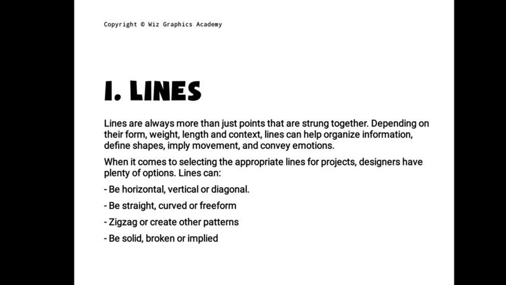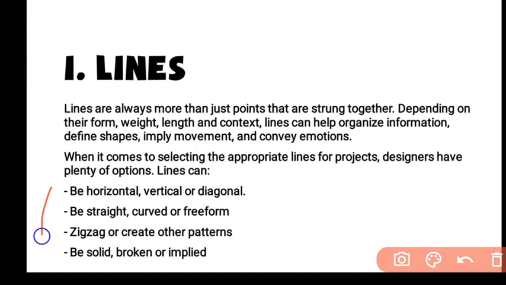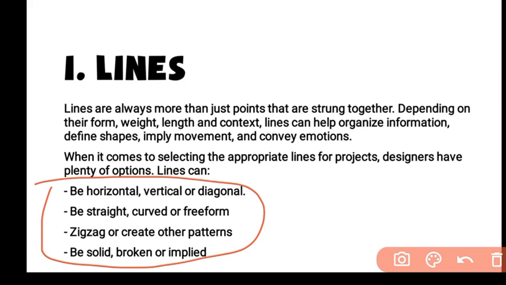When it comes to lines, they are formed from one point to another. If you zoom in closely, you are going to see these points that I mentioned. They can be horizontal, vertical, or diagonal. Some lines can be straight, some can be curved, and some can be free form.